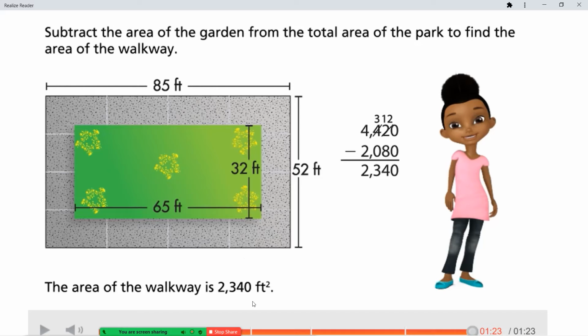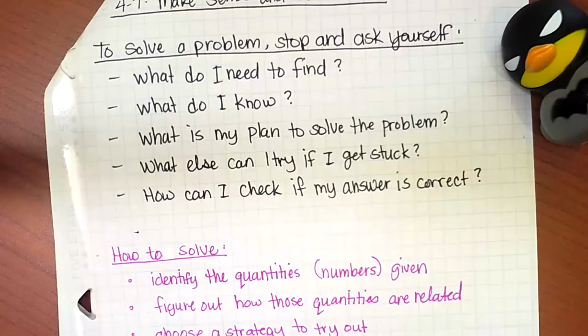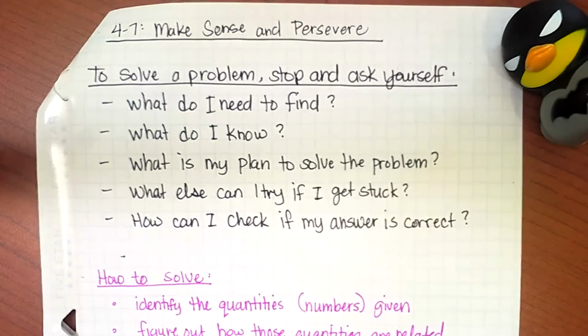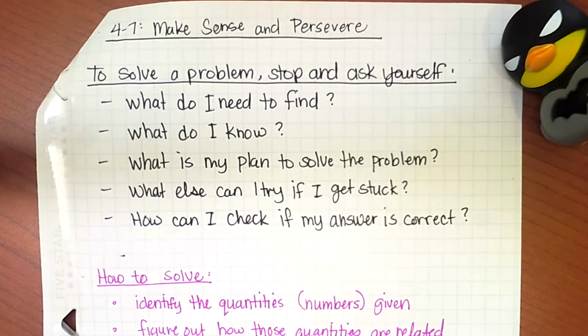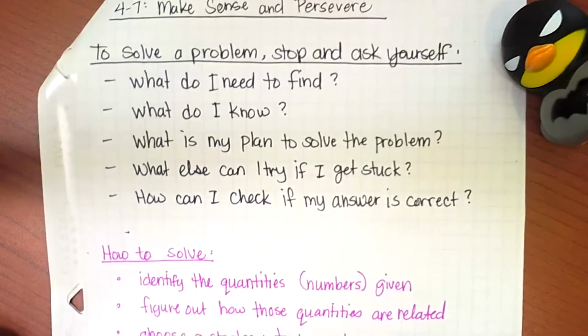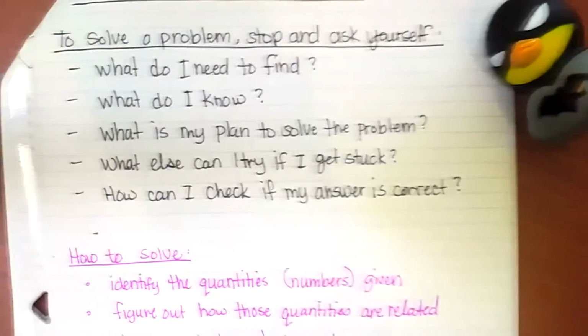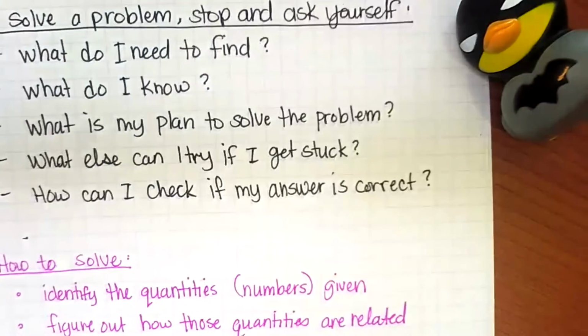Now let's go ahead and take a look at our notes. So I'm going to stop the sharing over here. We've got our title at the top, Make Sense and Persevere. Now again, for this lesson, because it is a review of the concepts that we've already learned, there's not going to be too much to it because this is all information that's already familiar to you.